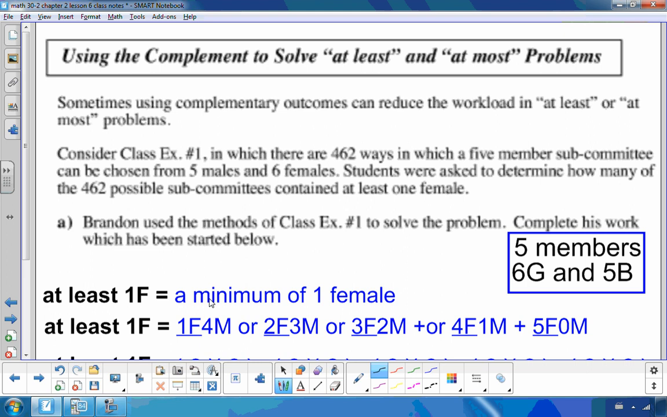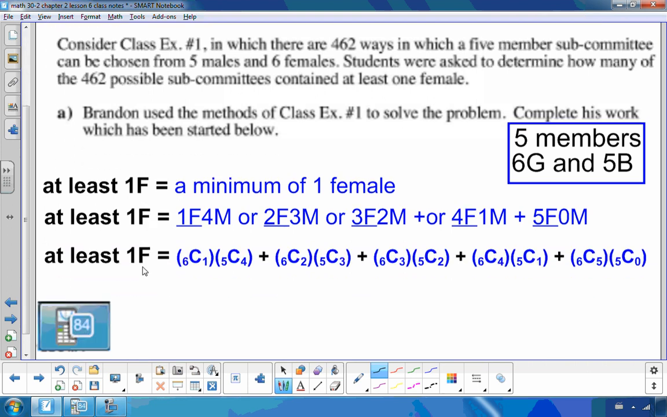I want to look at this idea of at least and at most in a little bit more detail here. Remember where we had 462 ways where we could have a 5-member committee with 5 males and 6 females, and we wanted how many have at least 1 female. The way that we solved that in class example number 1, to have at least 1 female would mean that I would have 1 female, 2 females, 3 females, 4 females, or 5 females.